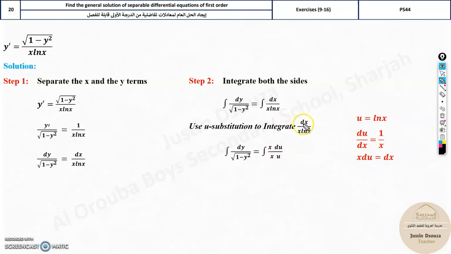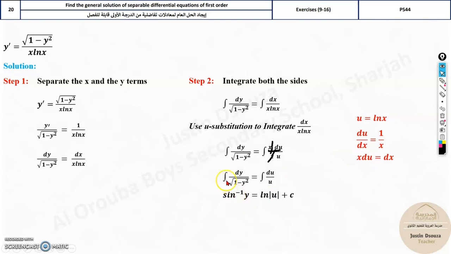Now over here, what happens? dx is x du. You substitute the dx value as x du, and here in the denominator, x remains. But what is natural logarithm x? That is u. So you just cancel this x and x. Now you can easily integrate it. It will be natural logarithm of u. And on your left side, it's sine inverse because it's 1 divided by root of 1 minus y squared. If it was x, it would be sine inverse x. Now it's y, not u, so sine inverse y. Plus c is the constant of integration.